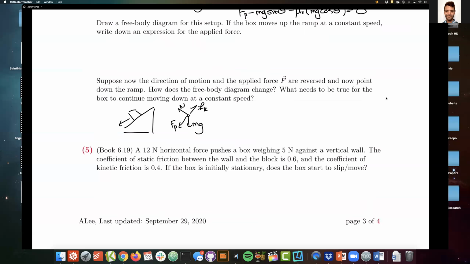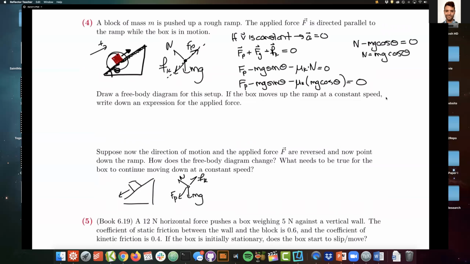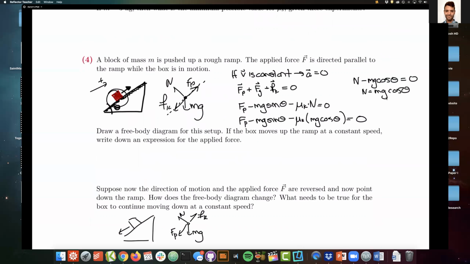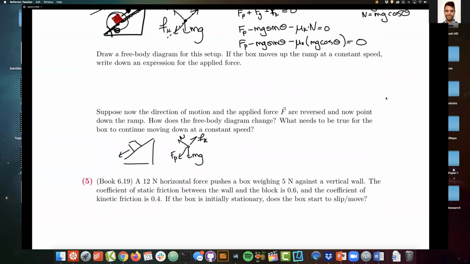In this case, it's slightly different because before, up here, friction and gravity were working together to resist the push. They were both pointing down the ramp while the push points up. In this case, gravity is working with the push to make the box move down the ramp, and so the friction force has to work against both of them in order to create a constant velocity.